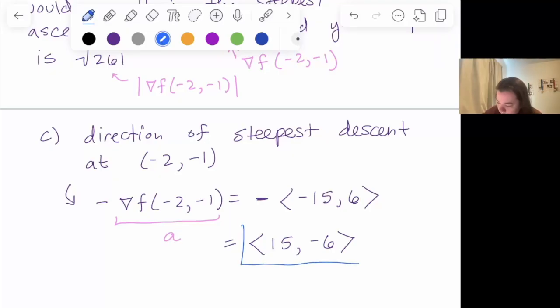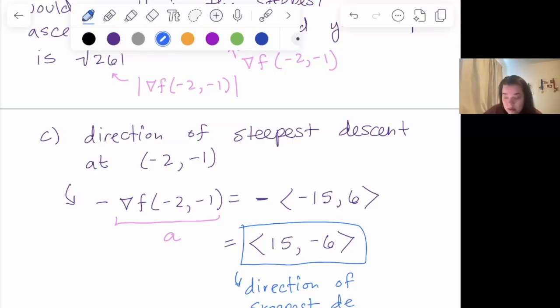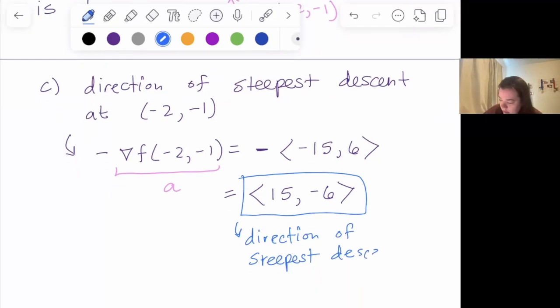So this vector right here, this vector is the direction of steepest descent again at the desired point where you're standing.